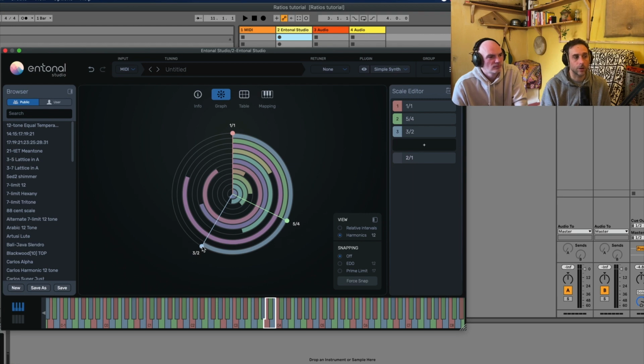So yeah, we've got 3 over 2, 5 over 4. You can see here, if I put the snapping on, change that to 5. Yeah, you can see. So there's our perfect major chord.